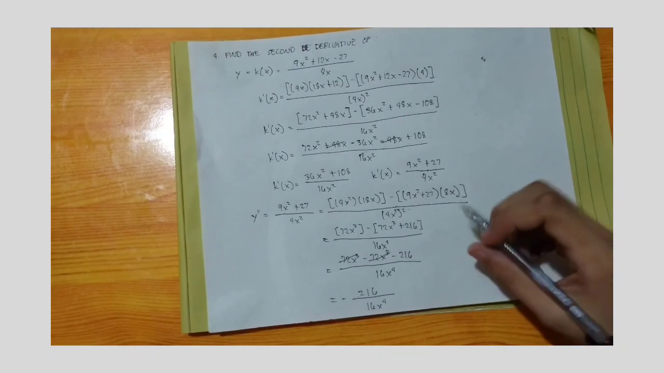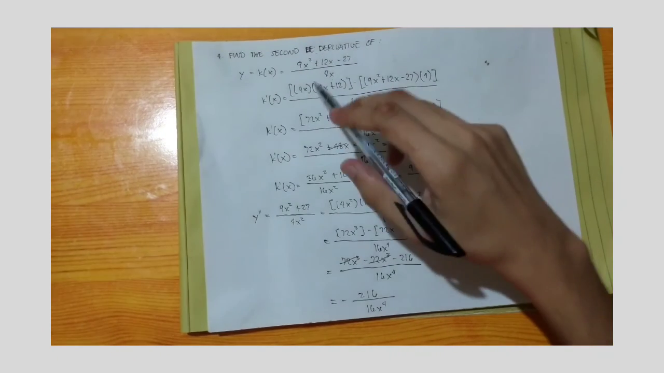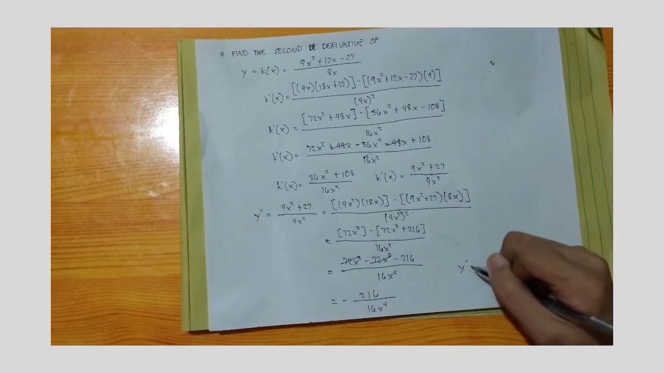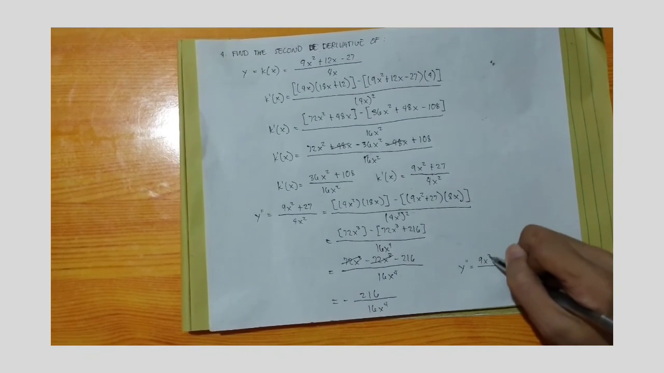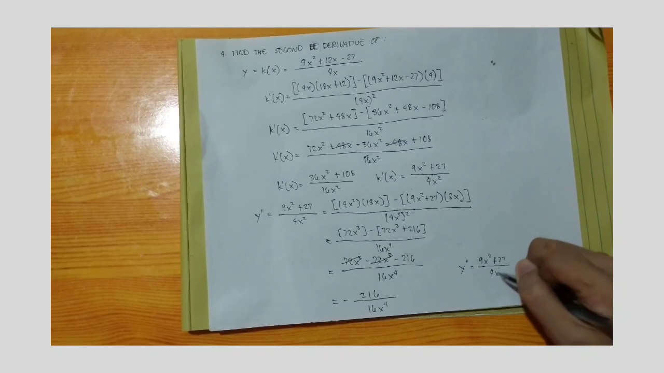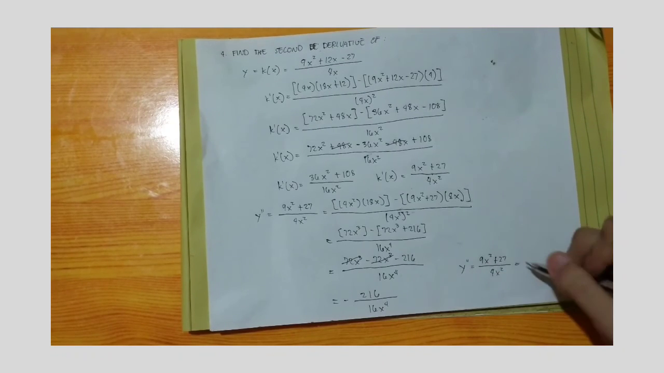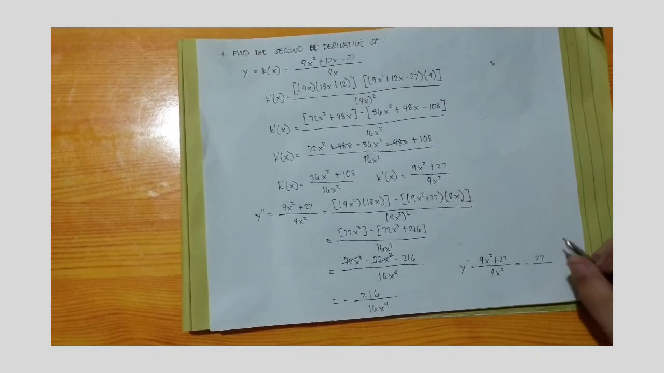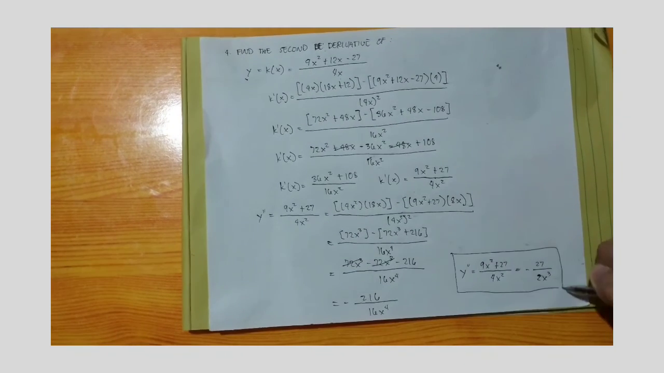And we're going to reduce it, therefore the second derivative of this function is just equal to y double prime of 9x squared plus 27 over 4x squared is just equal to negative 27 over 2x cubed. Thank you.